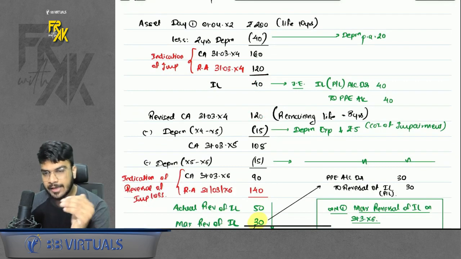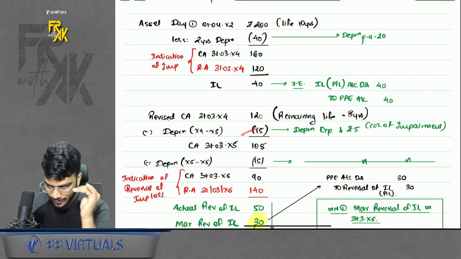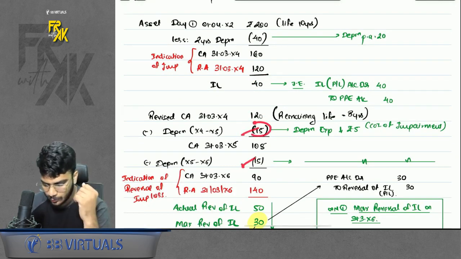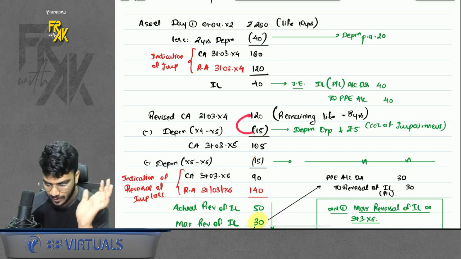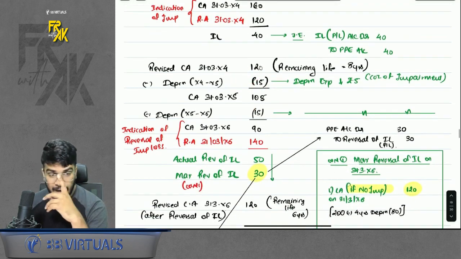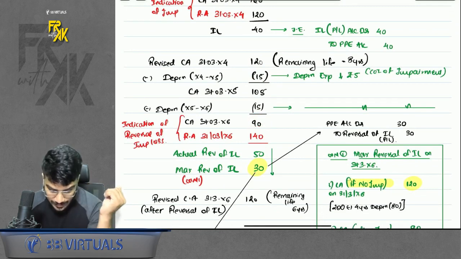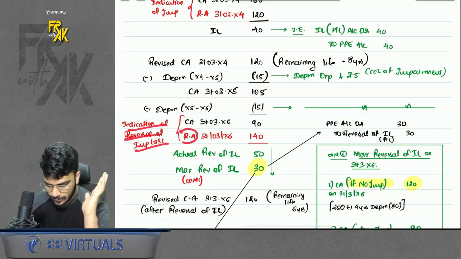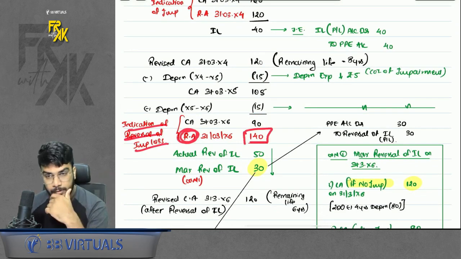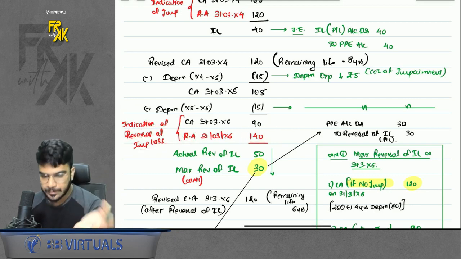Then I will depreciate. I used it for 2 years. My depreciation reduced because it was calculated on the revised carrying amount. Okay, sir. Then I got a carrying amount of 90. Then there is an indication of reversal now. So recoverable amount was given as 140. So now I need to do the reversal.